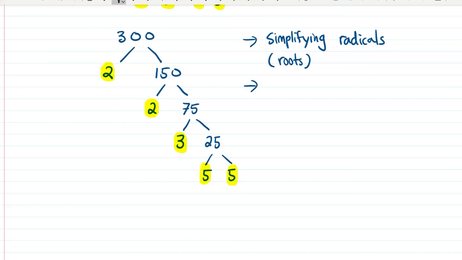You can also use prime factorization to find GCF and LCM. So the list goes on. So maybe in the future, we can do some examples of simplifying radicals and GCF and LCM using prime factorization.